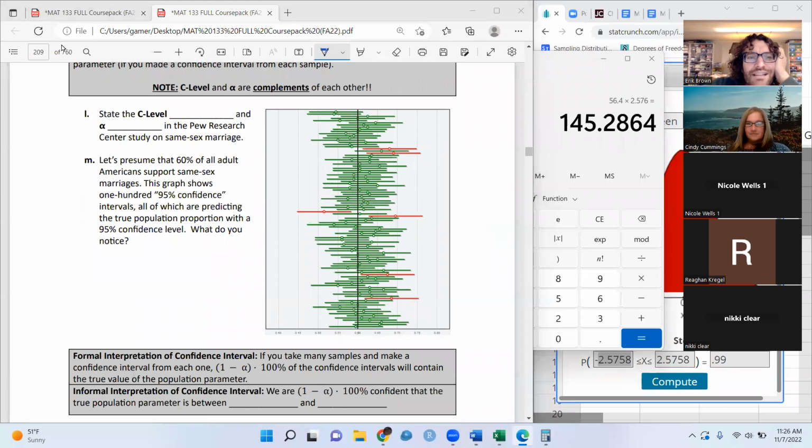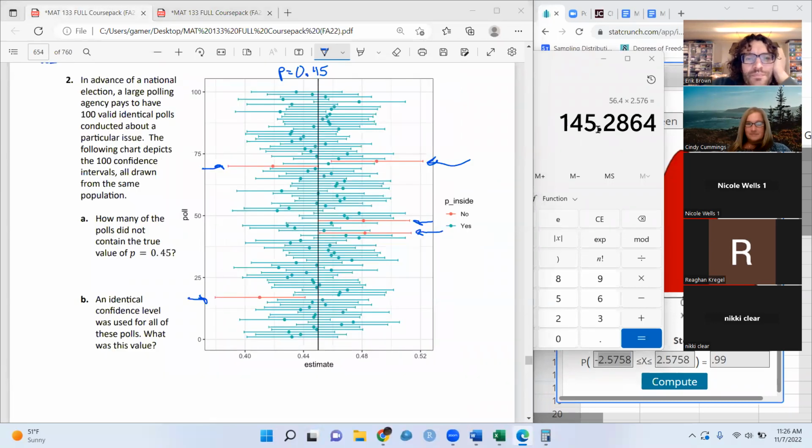A lot. Okay. Count them. How many? 5. So nice. 1, 2, 3, 4, 5. There's 5 confidence intervals that don't have this line in them. So this is a weird graph. This is the x-axis, and this is the y-axis, which is the number of each individual poll. So here's 1, here's 2, one for each confidence interval.